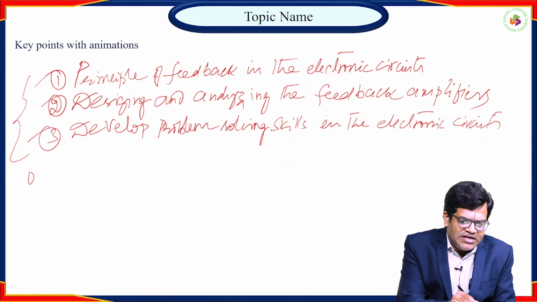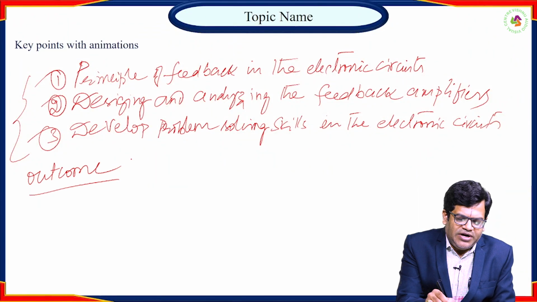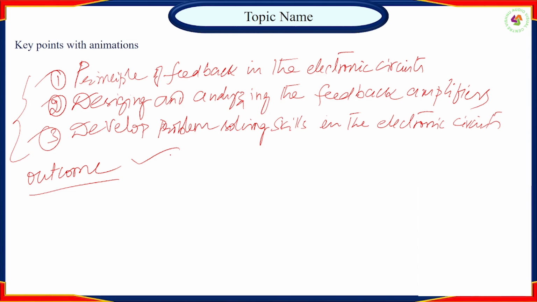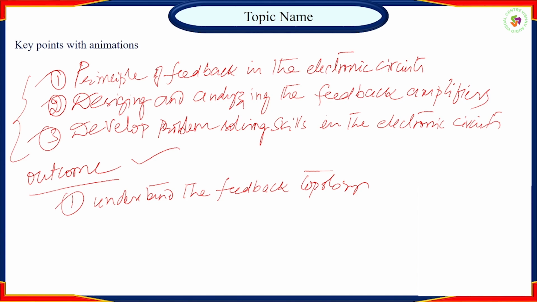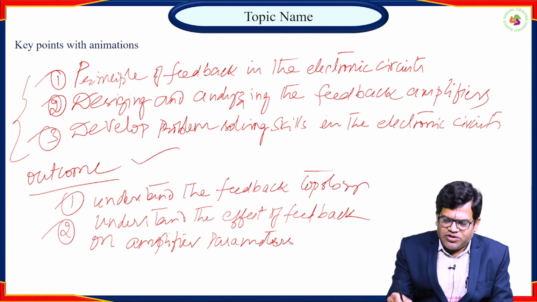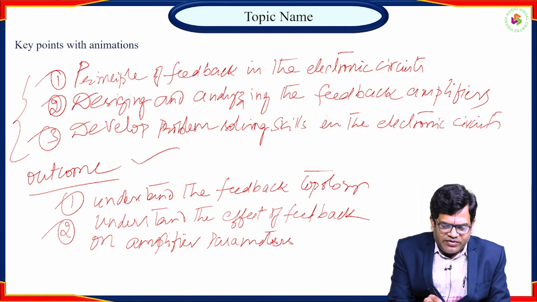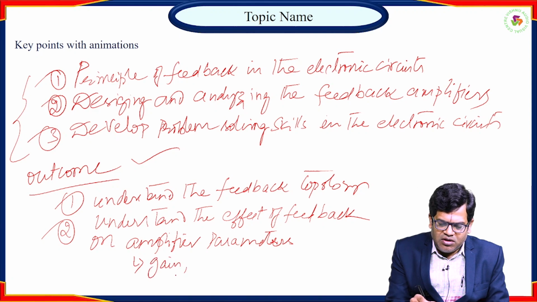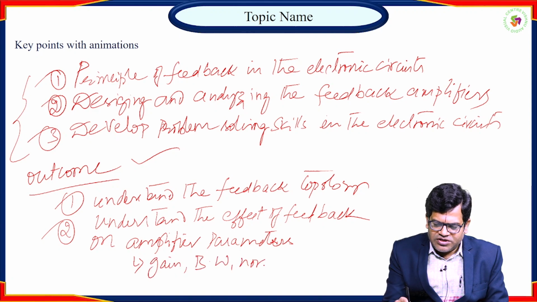Now, what is it that we expect? We call it the outcome. Once you complete this concept, you will be expected to understand the feedback topology. This is the first outcome that can be expected when you learn this particular concept. And number two, you understand the effect of feedback on amplifier parameters. That is what we discussed in the previous slide, where we defined the parameters as gain, bandwidth, noise, distortion, etc.